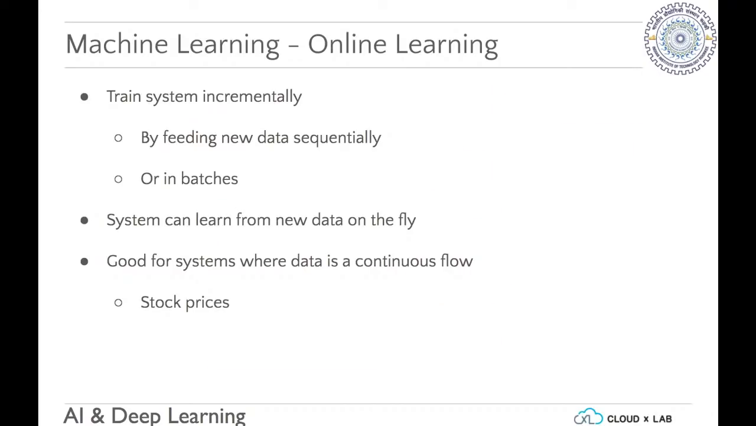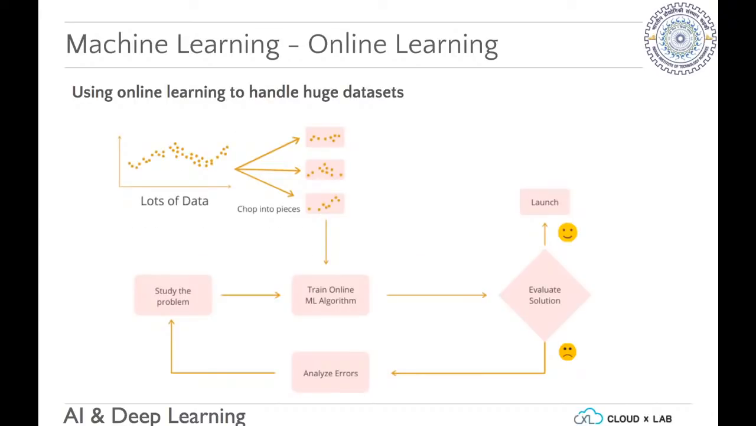So we train the system incrementally by feeding new data sequentially or in batches. The system can learn from the new data on the fly. Humans do online learning all the time. We keep on learning. It's good for systems where data is in a continuous flow, for example, new stock prices are coming, and it has to predict whether it will go up or down. It can't really rely on the old mental model it had prepared, right?